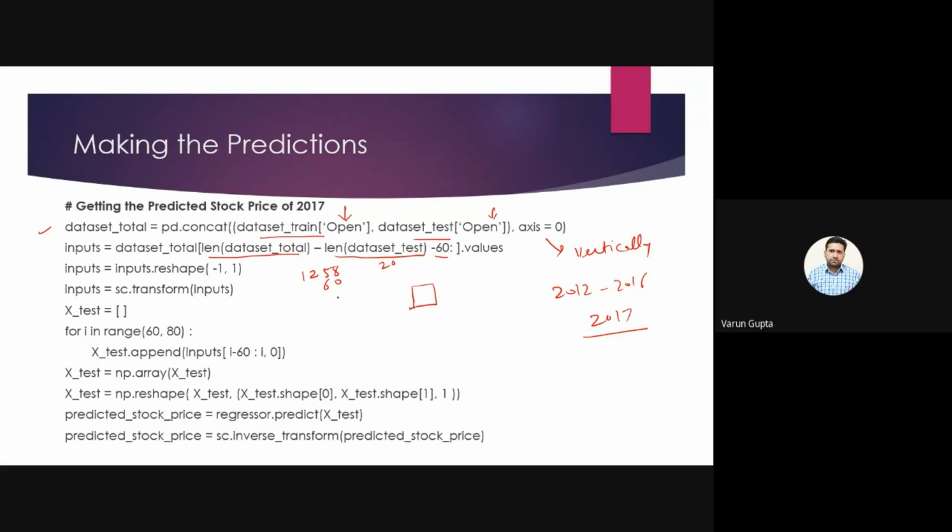This total data is having 1258 plus 20 of test, that is 1278. From this, you are subtracting the length of test data, that is 20, and then you are subtracting 60 from it. So basically, you are keeping your input values so that you are able to predict your 60 values also. For 3rd January data, you required 60 previous values also. So bringing that thing into the picture.